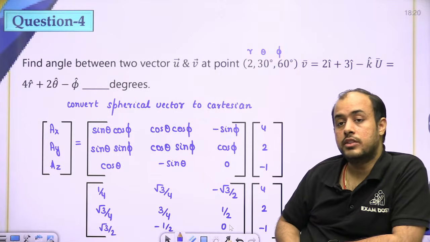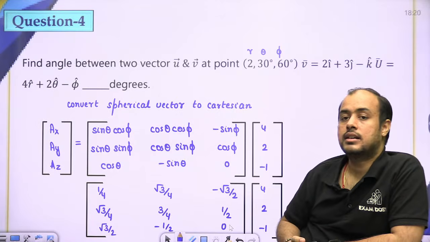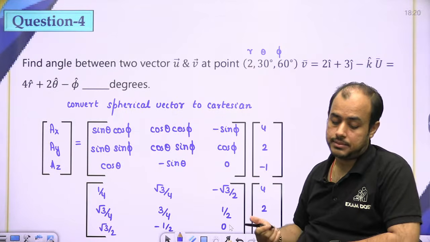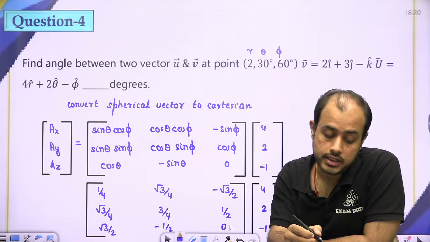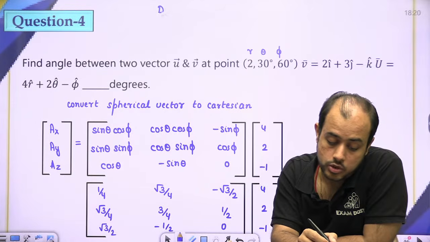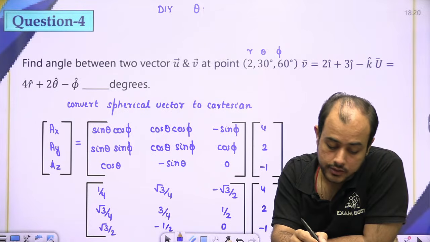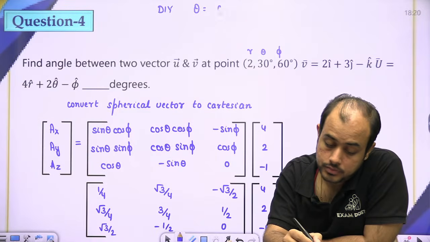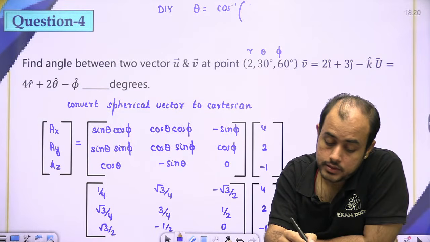So now can you convert it to Cartesian? Cartesian में convert हो जाएगा बेटा. तो after converting, rest आपके लिए मैं छोड़ रहा हूं. Then theta will be cos inverse a dot b upon mod a.